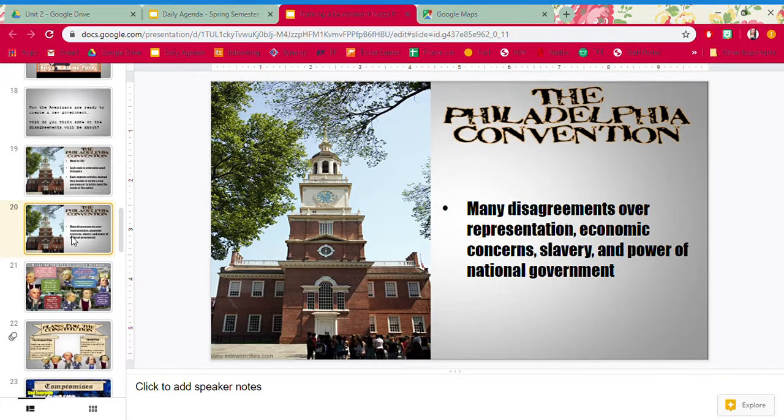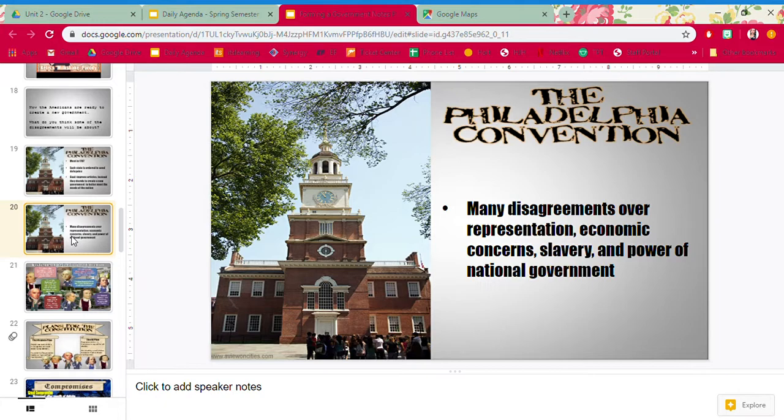So many of the delegates that come to the convention are well educated. Many of them are war heroes from the American Revolution. And George Washington is actually elected president of the convention. John Adams and Thomas Jefferson couldn't attend. Patrick Henry chose not to attend. And keep in mind, no women, African Americans, or Native Americans are going to attend this.